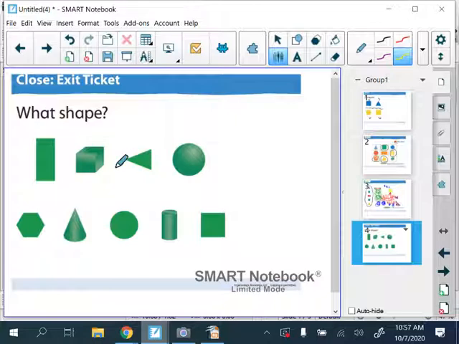Ooh, did you say the cube, boys and girls? You're right. This is a solid shape that looks like a box.